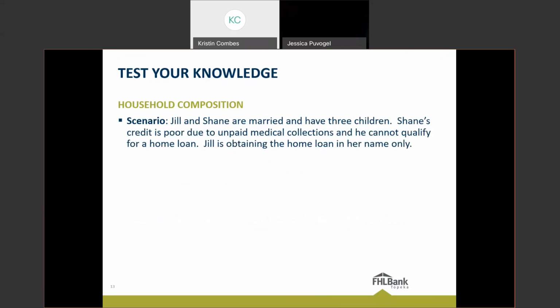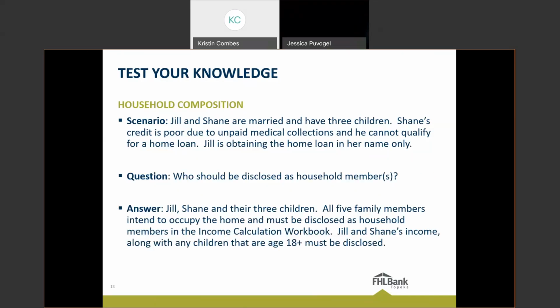Jill and Shane are married with 3 children. Shane cannot qualify for a home loan due to poor credit, so Jill is obtaining the loan in her name only. In this scenario, who should be disclosed as household members? If you answered Jill, Shane, and their 3 children, then you are correct. Jill and Shane's income, as well as any children's income if they're age 18 and older, must be disclosed.